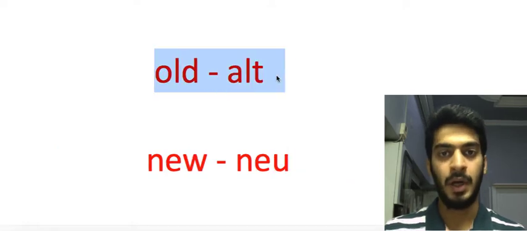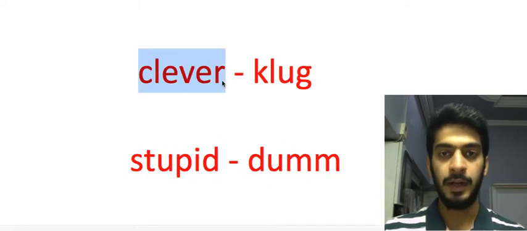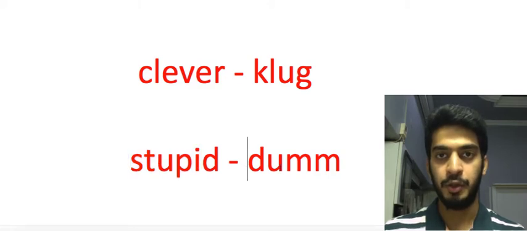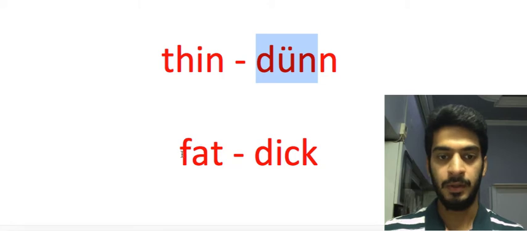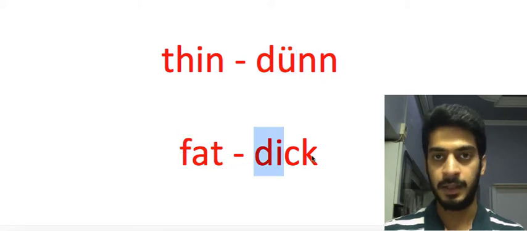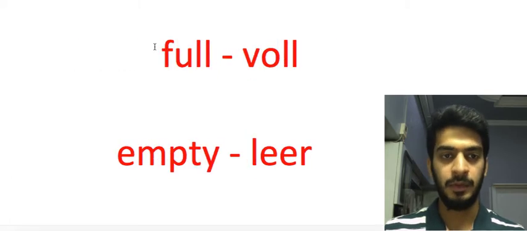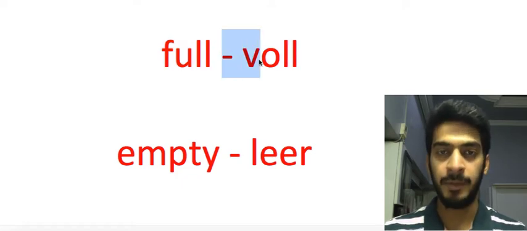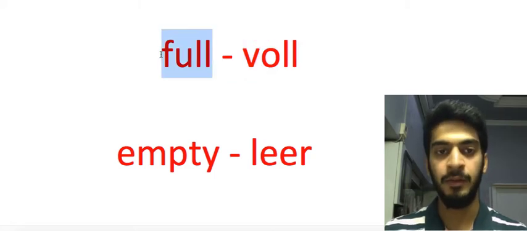Old, alt, new, neu, clever, klug, stupid, dumm, thin, dünn, fat, dick, healthy, gesund, sick, krank, full, voll. Again, V alphabet is pronounced as F. We call it voll, which means full.